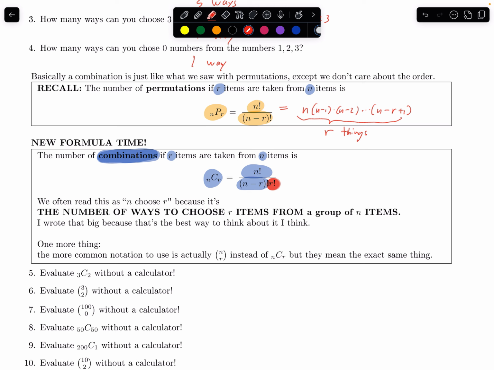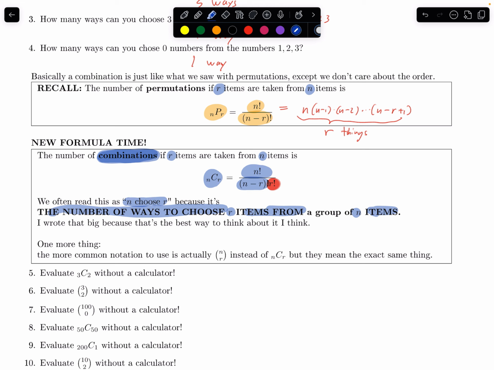How do we read it? We read it as n choose r, and that's because it's the number of ways to choose r items from a group of n items. That's what it represents. I wrote that big because that's the best way to think about this. What is a combination? I have a bunch of stuff. How many ways can I pick a smaller set from that? How many ways can I pick 2 items from 3 items?